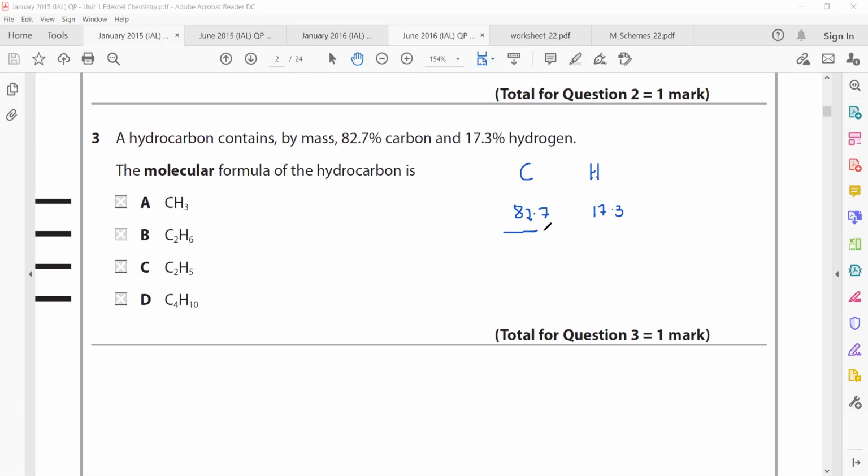So we'll divide by atomic mass. So this will be divided by 12, and this is divided by 1. So 82.7 divided by 12 will make 6.89.